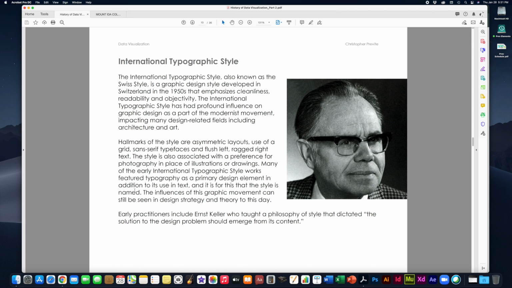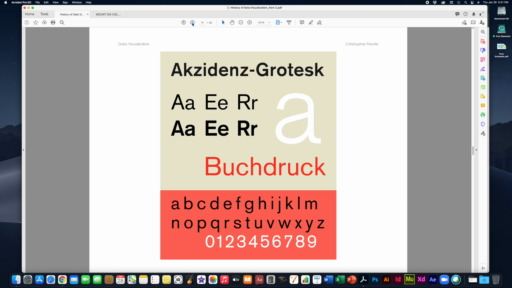Now, this style was developed by a number of people, but early practitioners of it included Ernst Keller, this gentleman over here, and he taught a philosophy of style that dictated that the solution to the design problem should emerge from its content, which basically meant the content you had to put into the thing you were designing, the words you had to put in there, the pictures you had to use should dictate how you design it. So let's look at some of it.